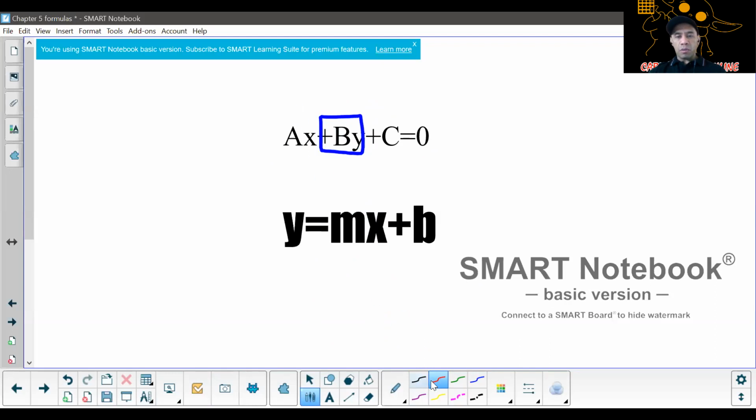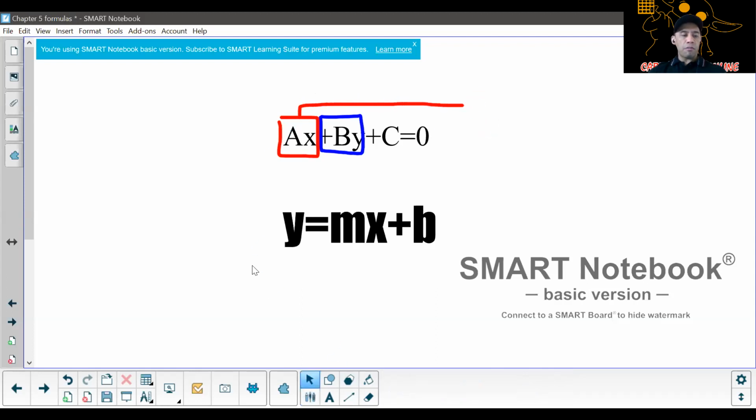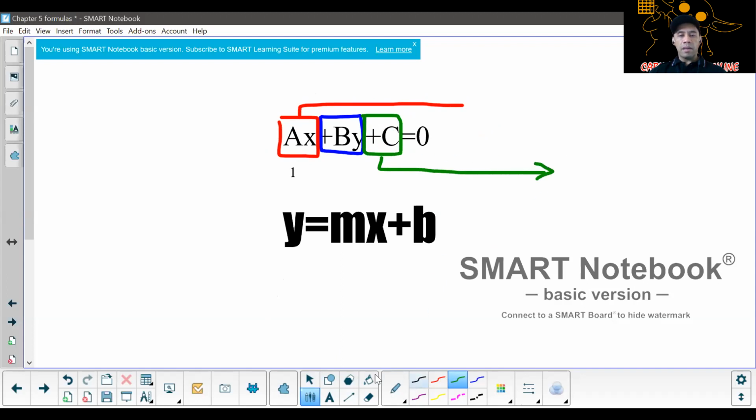So what you had to do for this one, put this in red, you would have to take the ax term or the x term, where the a is just the number attached to it, and that would have to go first. That's the first move that you would have to do. After you do that, the next thing you would do is take the c term, which was the number on its own, and then write it after the ax term on the other side. So that would be step number 2.